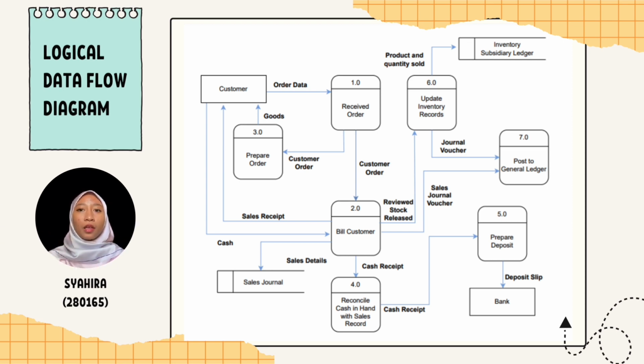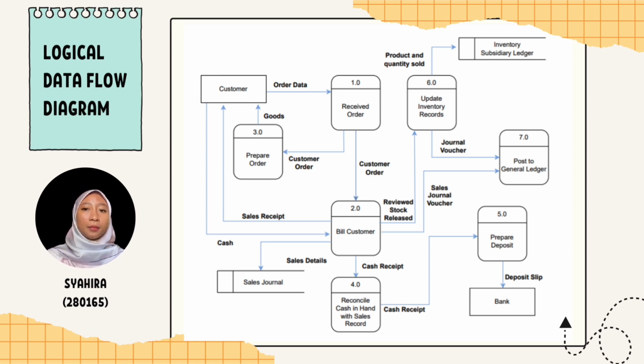an order. Therefore, the first process is that the company will receive an order and secondly bill the customer. Next, the order receipt will be used to prepare the order to provide goods to the customer. After that, the cash receipt will be used by the entity to reconcile cash in hand with the sales record and to prepare the deposit. So, the deposit slip will be sent to the bank.